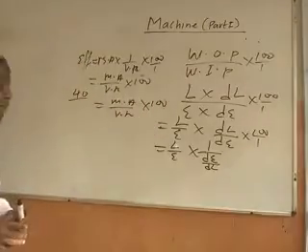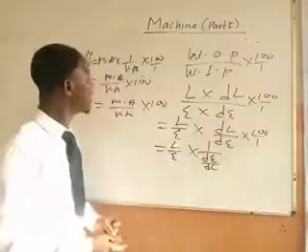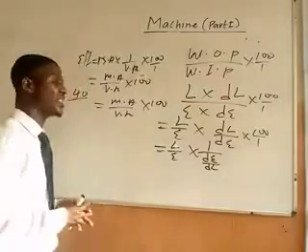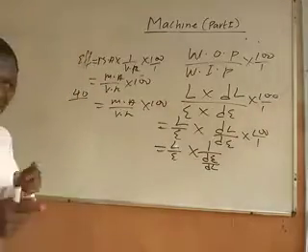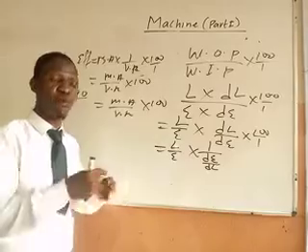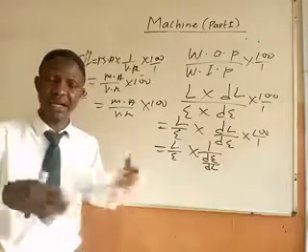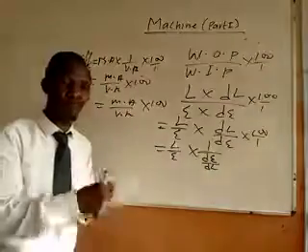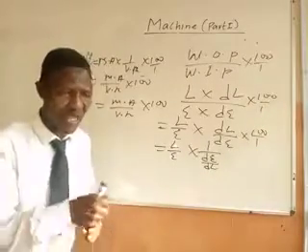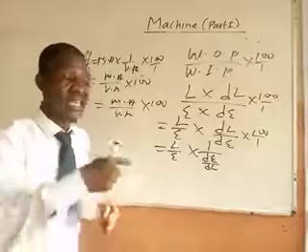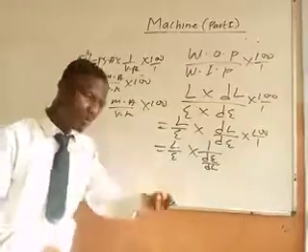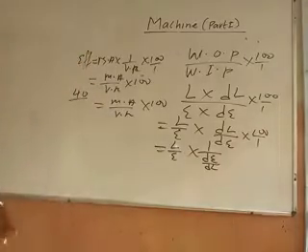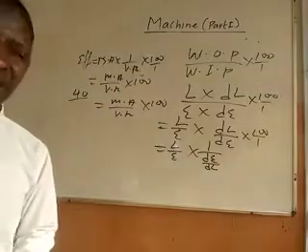Then lastly, another question is, why is it that efficiency of machine is always less than 100%? Yes, because of the frictional force in the movable parts of the machine. It generates heat, and part of the energy that we are supplying, part of the force we are supplying to the machine, is changing toward heat energy or sound energy. So at the end of the day, you discover that efficiency of machine cannot give you 100%.